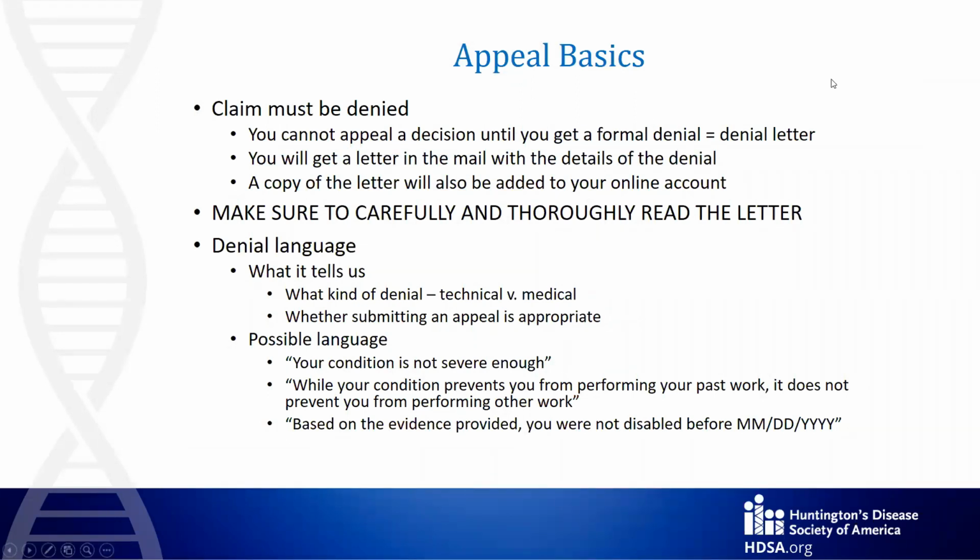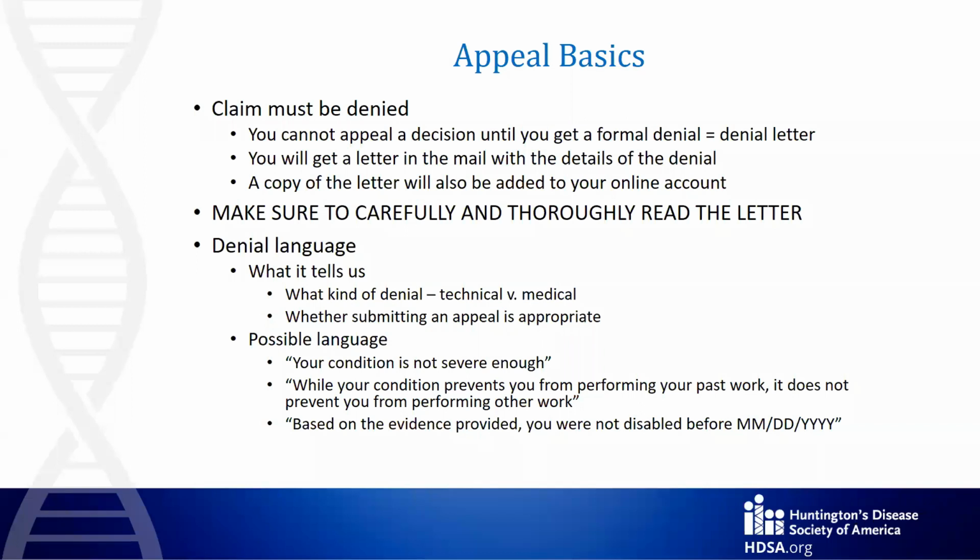So first we're going to start with appeal basics. In order to appeal a decision, your claim has to be denied. You cannot appeal a decision until you get a formal denial, and a lot of times this formal denial comes in the form of a denial letter. Sometimes you'll get a call from Social Security, but the majority of the time you're going to get a denial letter. And this denial letter is really important because there's a lot of important information in there about your denial and why you were denied.